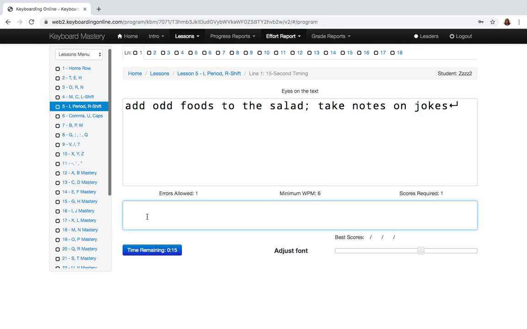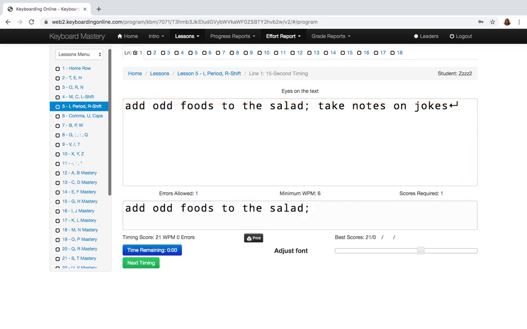So here's a nice easy 15-second timing using the keys we've learned so far. I'm going to type A, D, D, space, O, D, D, space, F, O, O, D, S, space, T, O, space, T, H, E, space, S, A, L, A, D, semicolon, space. And that's as far as I got, but I did get a score, 21 words a minute and no errors.